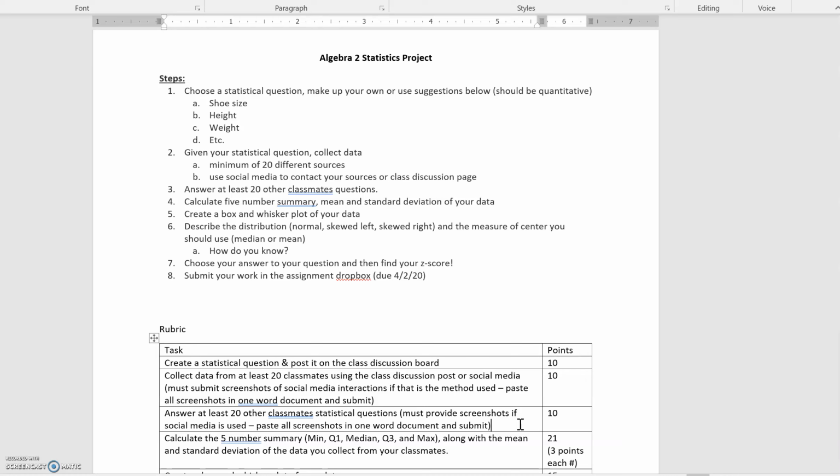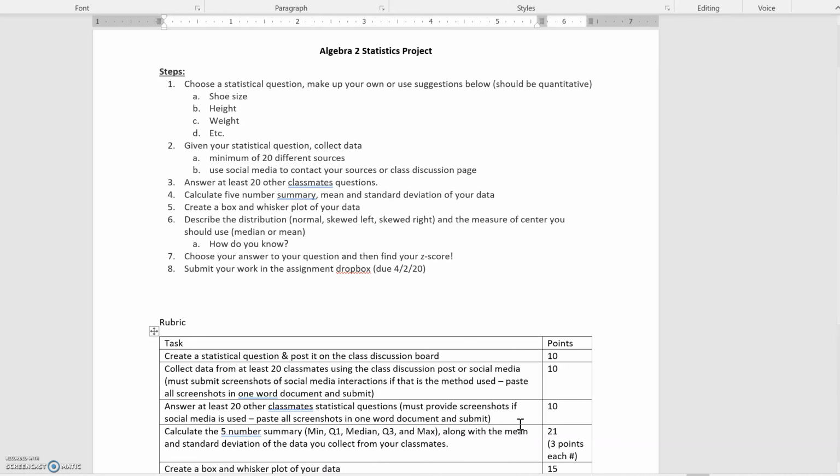All of this data collection, everything up to this point, should occur by Monday, March 30th, so that you can do the rest of these calculations the next few days until Thursday, April 2nd. So these first 3 things are due Monday, March 30th.